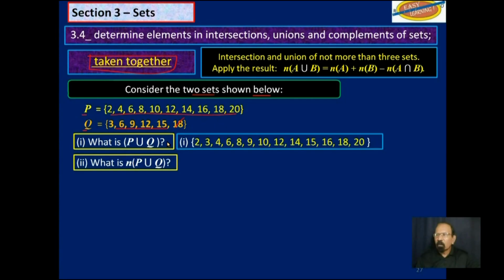As an example, what is the cardinality of P union Q? In other words, how many elements are there in P union Q? If you were to count them, you will get 13.